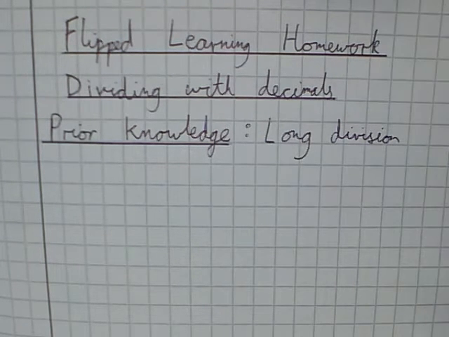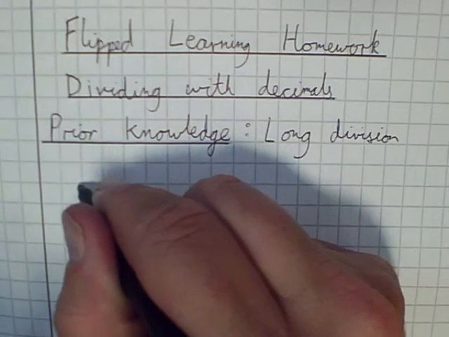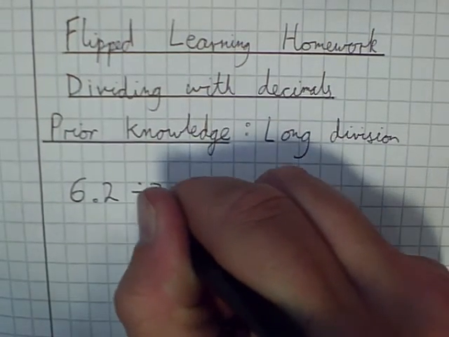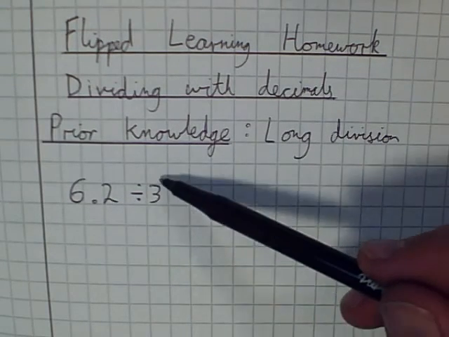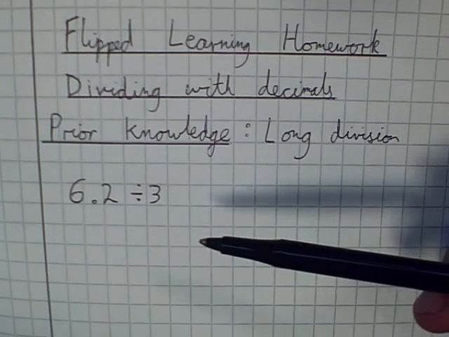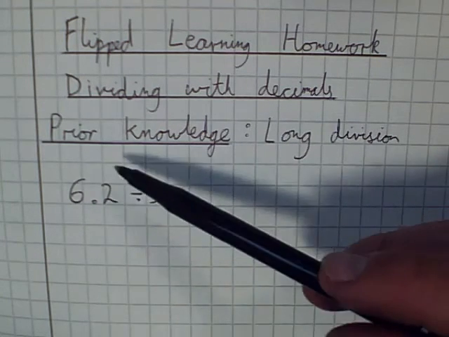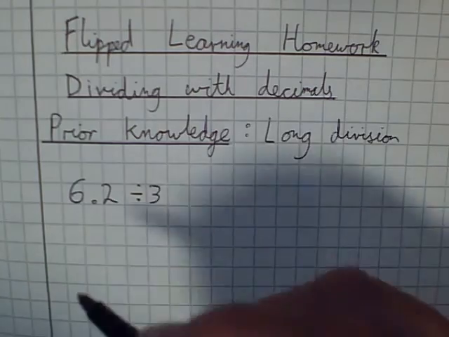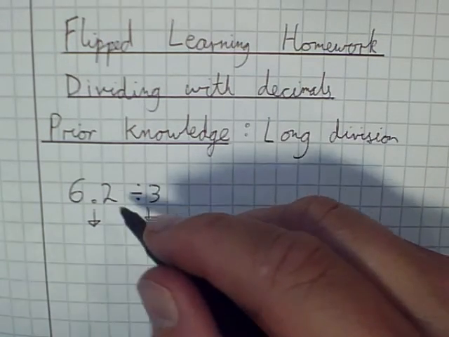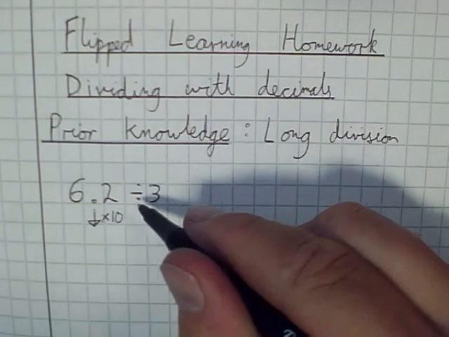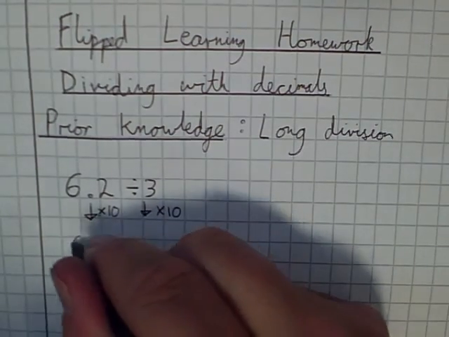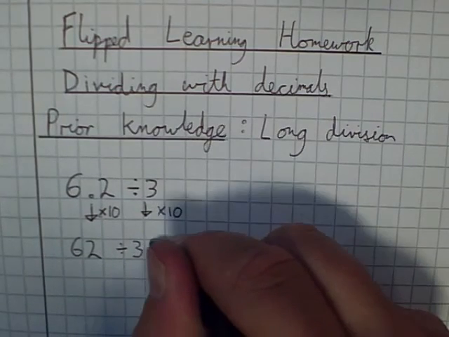I'm going to start with this example. I'm going to have a decimal like 6.2, and I'm going to divide that by 3. So that means if I have 6.2 and I divide it into 3 equal parts, how much would be in each part? Well, I want to use whole numbers, and the really crucial thing to note is that I need to get rid of my decimal point by multiplying this one by 10. But whatever I multiply one part of this by, I need to multiply the other one by the same amount. So that gives me 62 divided by 30.